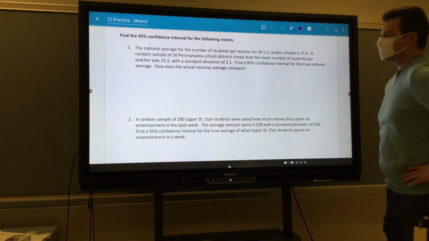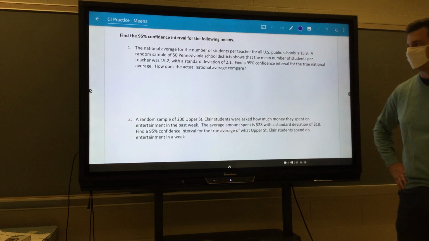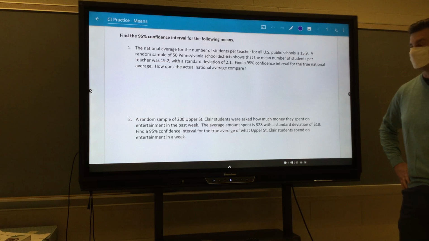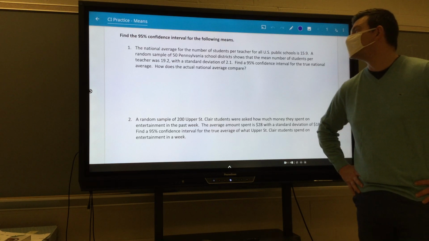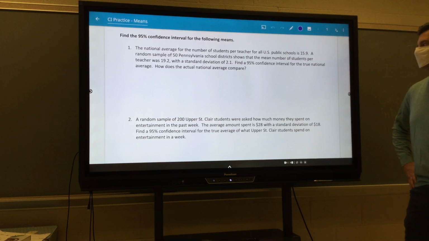Our first problem, national average for the number of students per teacher for all U.S. public schools is 15.9. A random sample of 50 Pennsylvania school districts shows that the mean number of students per teacher was 19.2, with a standard deviation of 2.1. Find a 95% confidence interval for the true national average. How does the national average compare?